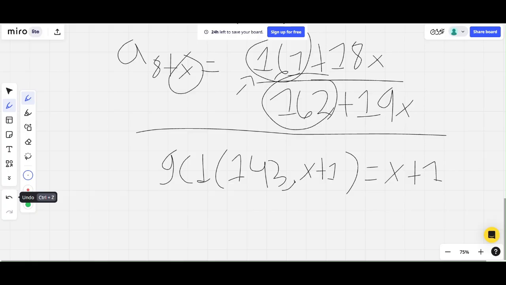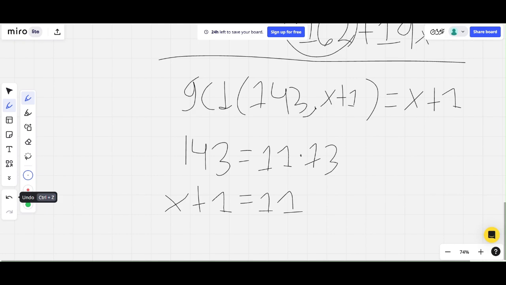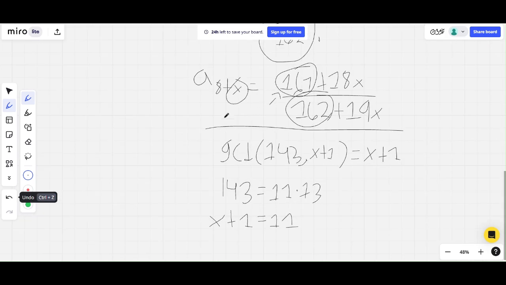So x plus 1 has to be the smallest factor of 143, right? And so 143 is equal to 11 times 13. So x plus 1 has to equal 11. Again, we're looking for the smallest value, because once x equals 11, all the values from x equals 1 to 11 will keep this fraction as it is, but once we get to 11, it becomes reducible, and like I said, these two numbers will change.